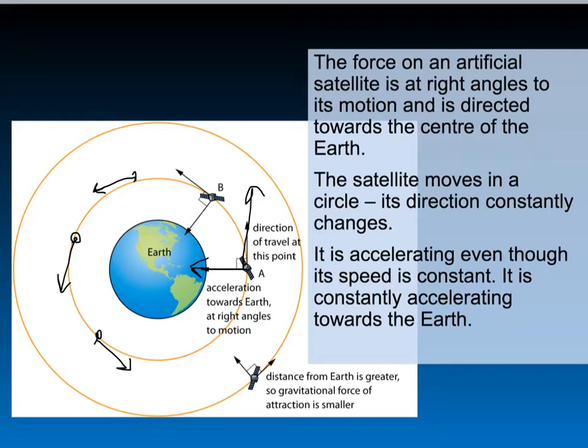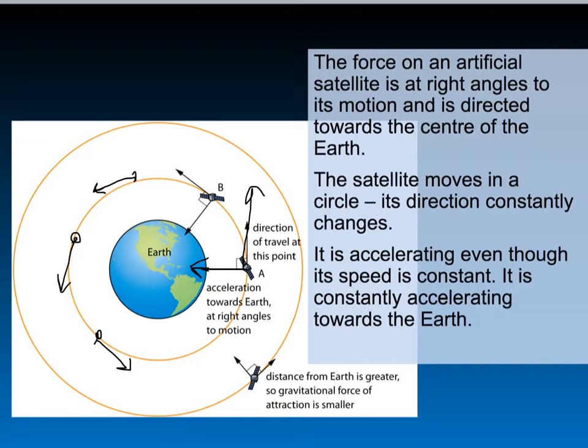So at point A, the satellite's velocity is at right angles to the acceleration and the centripetal force. The force causes the satellite to change direction, but it stays at the same height. This happens at all points in the orbit, and that's what leads to the circular path. The satellite's high velocity keeps it in a stable orbit. If it were to stop, then it would accelerate towards the Earth, so it would pull towards Earth.